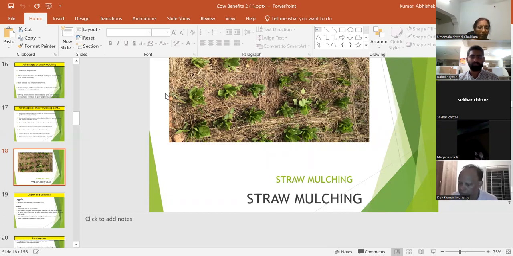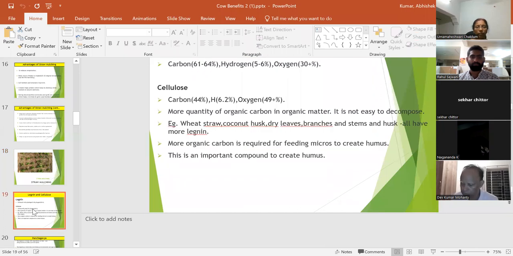Now, what happens when it decomposes or breaks down? So when it breaks down, see, like this it happens. Two things come out of this.